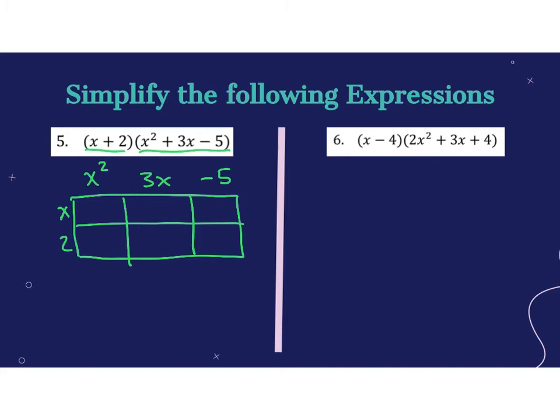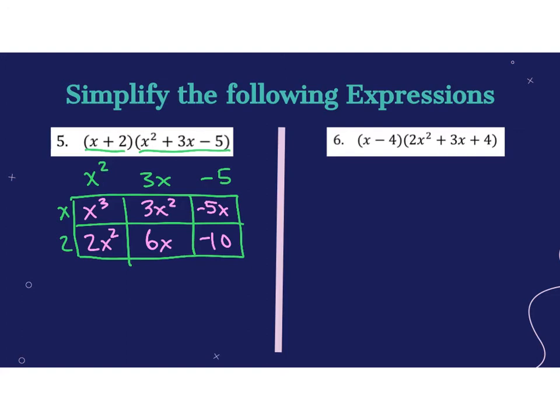Now we multiply everything inside. X times x squared is x to the third. X times 3x is 3x squared. X times negative 5 is negative 5x. 2 times x squared is 2x squared. 2 times 3x is 6x. And 2 times negative 5 is negative 10.